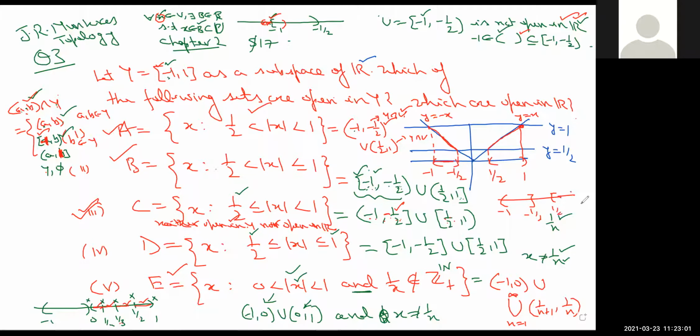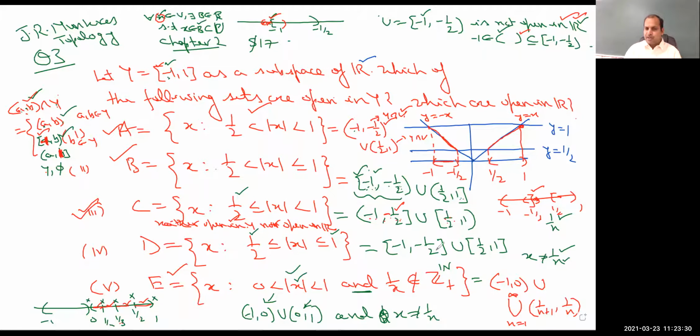So this is the set, half to 1. My claim is that this set is not open in R with respect to the standard topology, because let me replace this -1 by -half. Around -half, if you try to construct an open interval, you have to move to its right, and this set will not be contained in this set U. So this is the reason why this set is neither open in Y nor open in R.